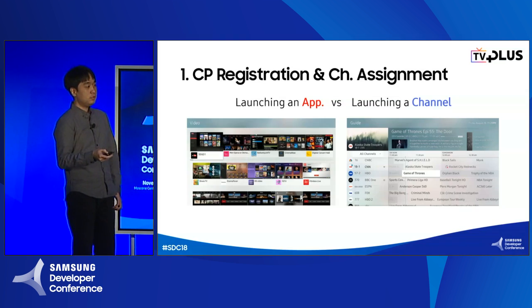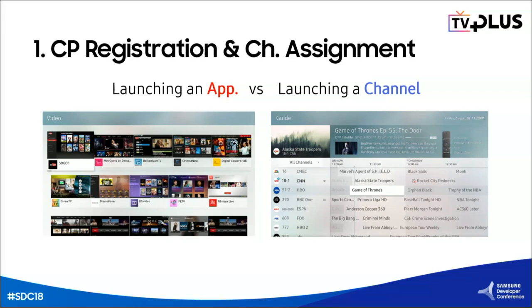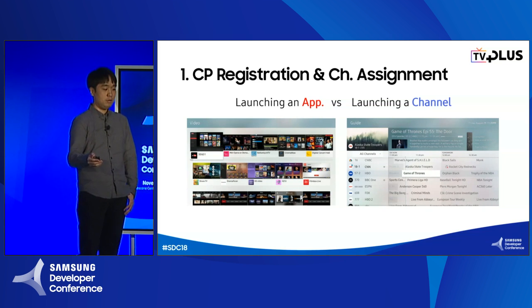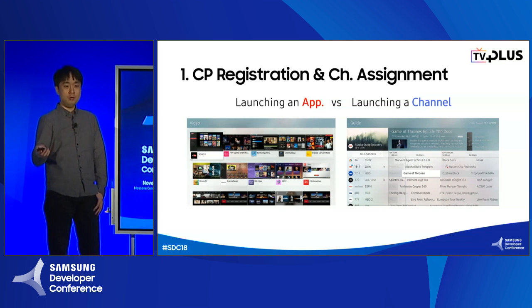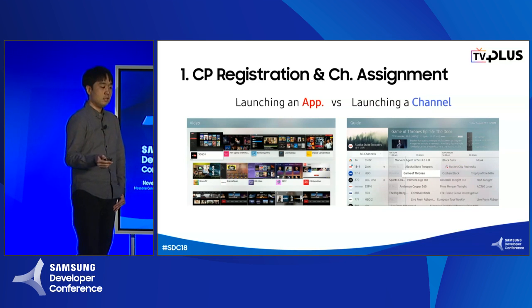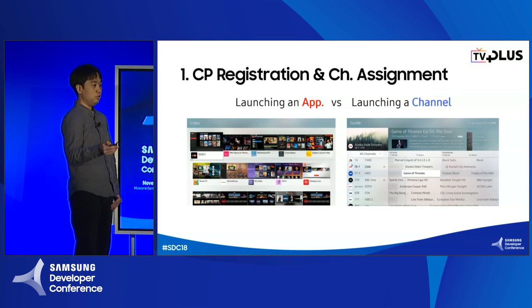Before we start, you need to understand the difference between launching an app and launching a channel. Launching an app on the smart TV is just the same as the typical launching process on your mobile or other platform. You develop your own app and register it to the app market. Someone who wants to use your app can download it, install it, and launch it, and then use your app. But launching a channel is different.